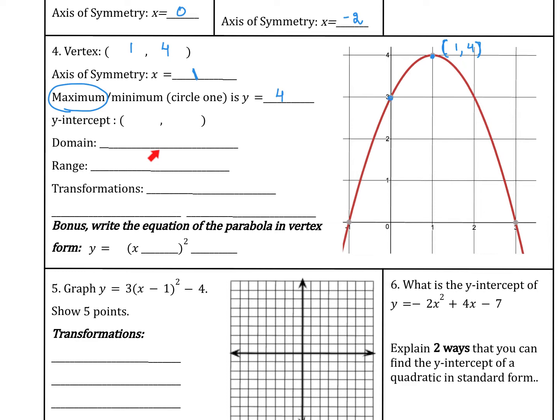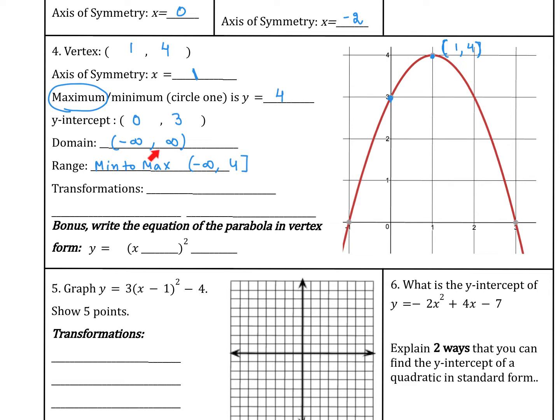Y-intercept is this point where the graph is cutting the y-axis. This is going to be 0, 3. Domain is standard for all parabolas, that is negative infinity to infinity. Range is the height of the graph, going to start from 4 and go down to negative infinity. Range is always written from minimum to maximum value. So the minimum value is negative infinity, and the maximum is going to be 4.